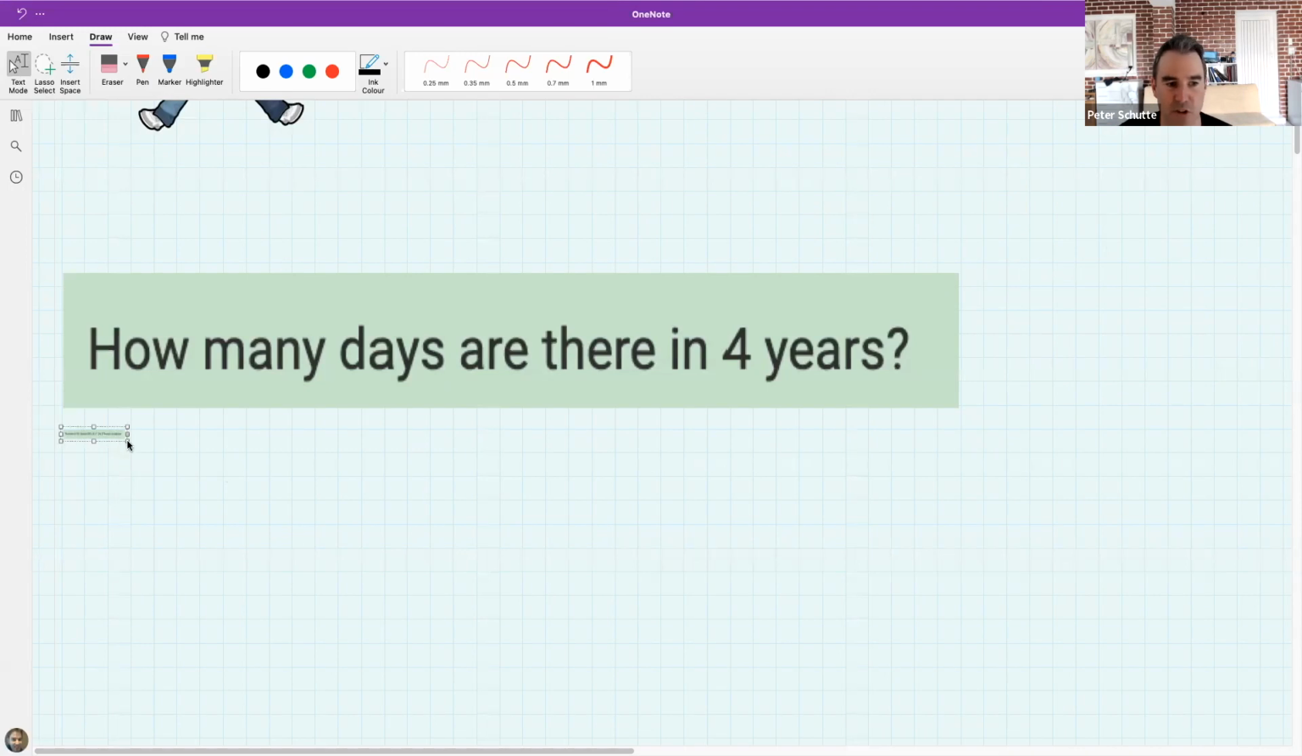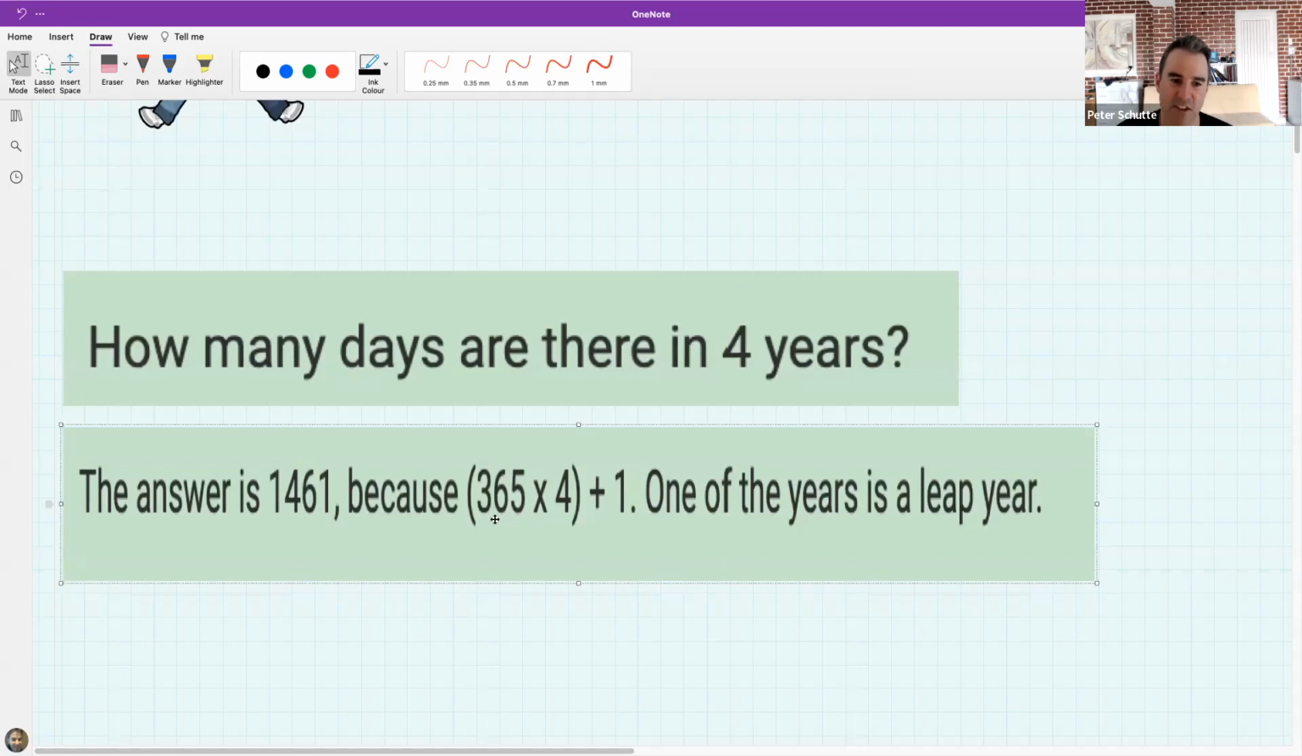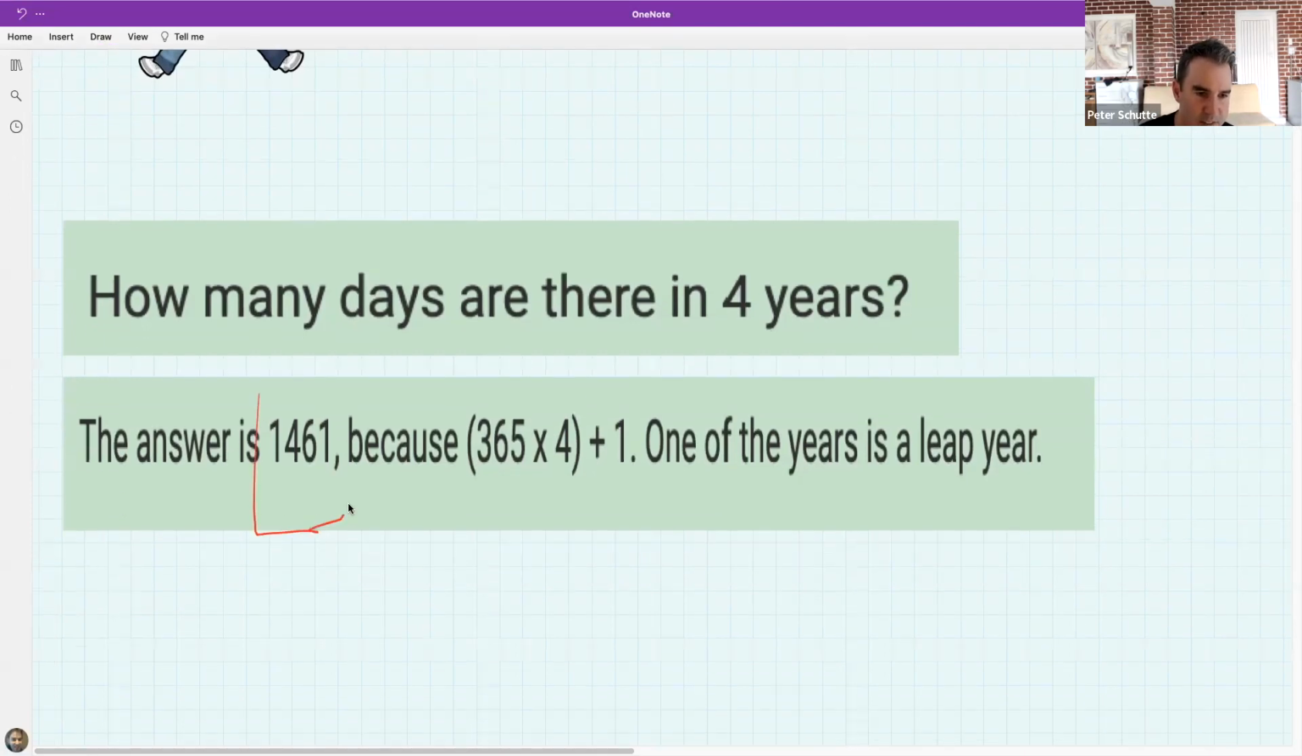So how many days? You're right to say 4 times 365, but the thing is, every 4 years, there's a leap year. And so it's 365 times 4, and then every 4 years, it's the 29th of February. We add an extra day basically on the 29th of February. And so the answer is in fact 1461.